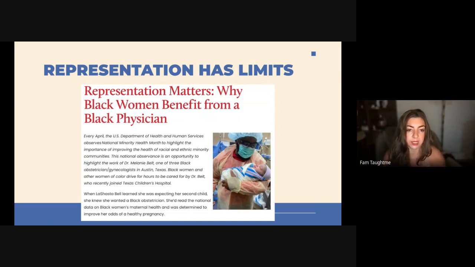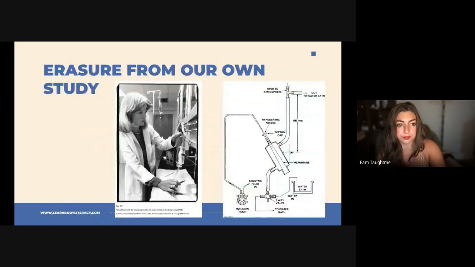So, of course, representation is a tool. It can be effective in terms of it can be humanizing. It can increase trust. There's obviously people will list off the benefits. But in body literacy, we understand that representation has limits when it comes to addressing the systemic problems in healthcare.